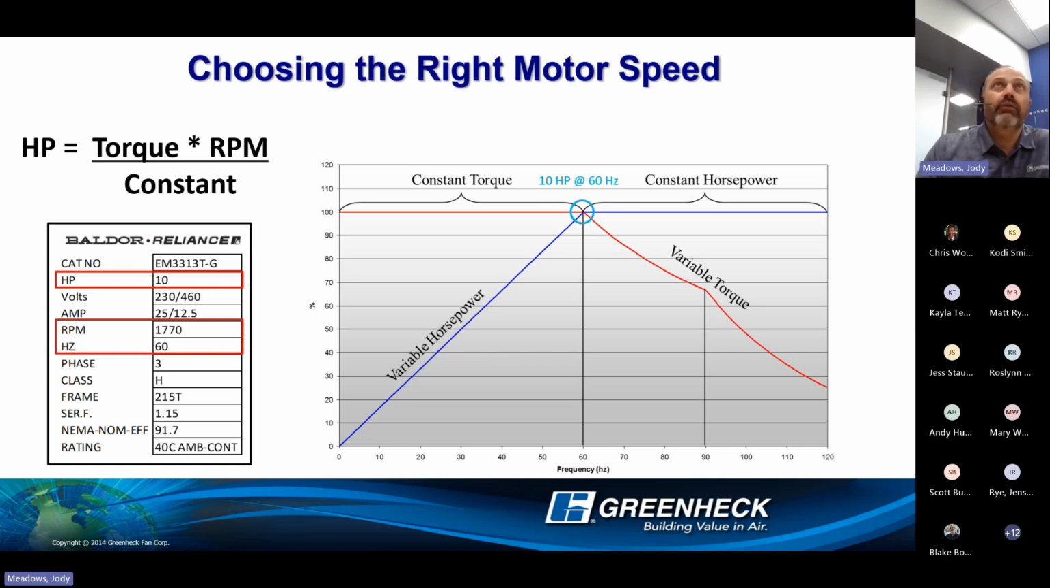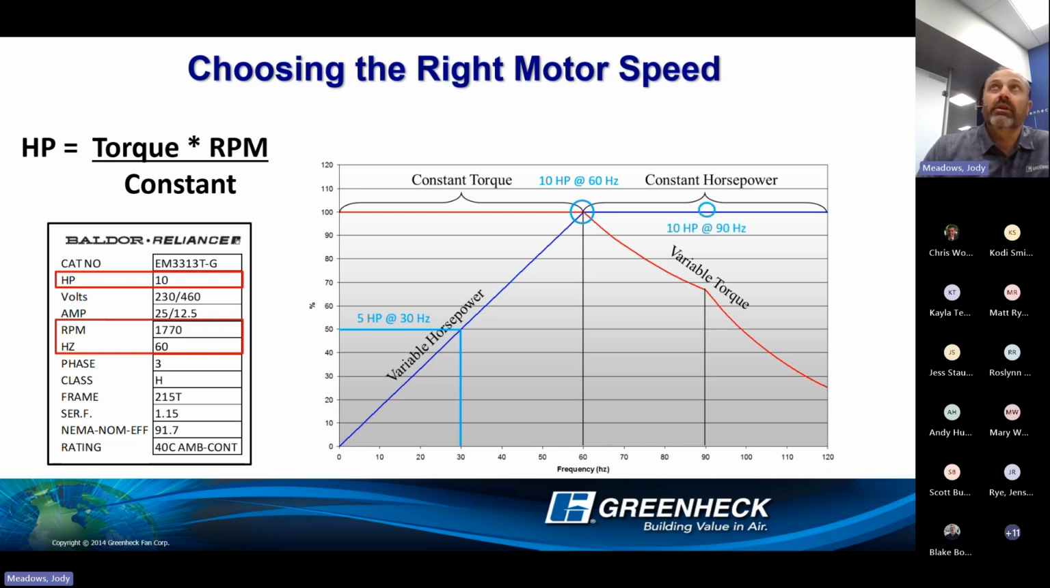Now, based on that formula, if we take that same motor and we slow it down to 30 hertz, so we reduce our RPM by roughly half, what you're going to have is horsepower is derated. It's a linear deration in horsepower. So at 30 hertz, we only have 5 horsepower available.